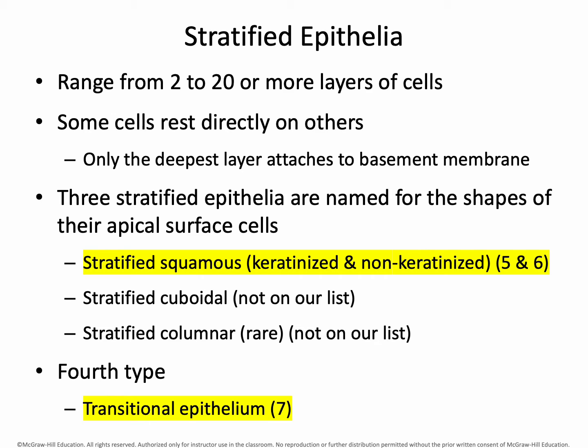Stratified epithelia, again, is anything with layers. It can be from 2 to dozens of layers thick. We're only going to look at three here, sorry. Two stratified squamous, a keratinized and a non-keratinized version, and then a transitional epithelia. We will not look at stratified cuboidal or stratified columnar. They do exist, but they're rare, and we're just not going to look at them.